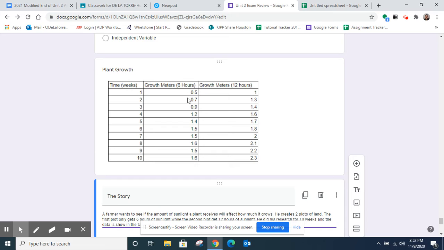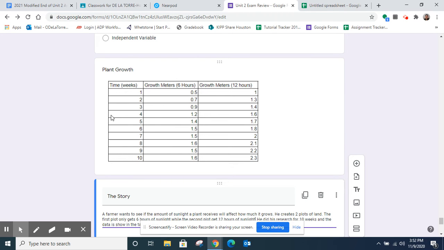Because time can continue going on, but the growth, that doesn't continue going on forever. And like we saw, sometimes it didn't grow as much. It actually regressed and grew less. But that's something that we can compare against time. So I'm going to make my independent variable time because it's consistent.